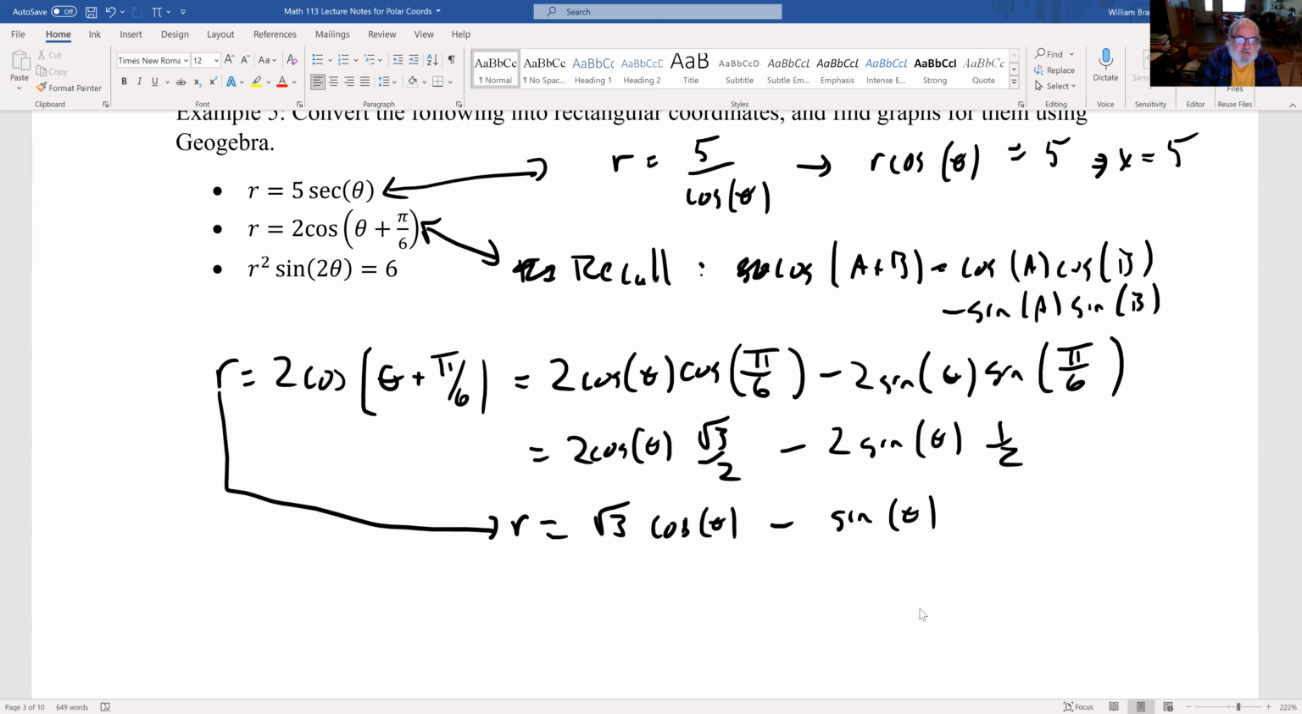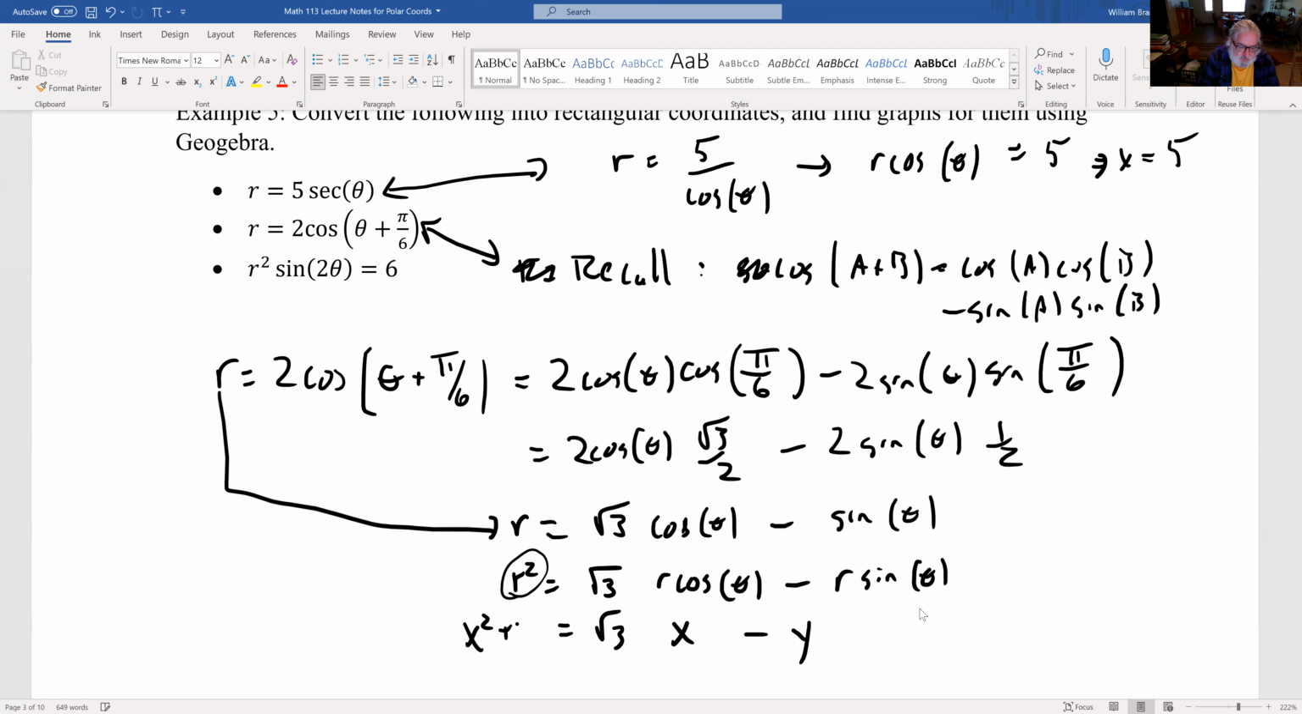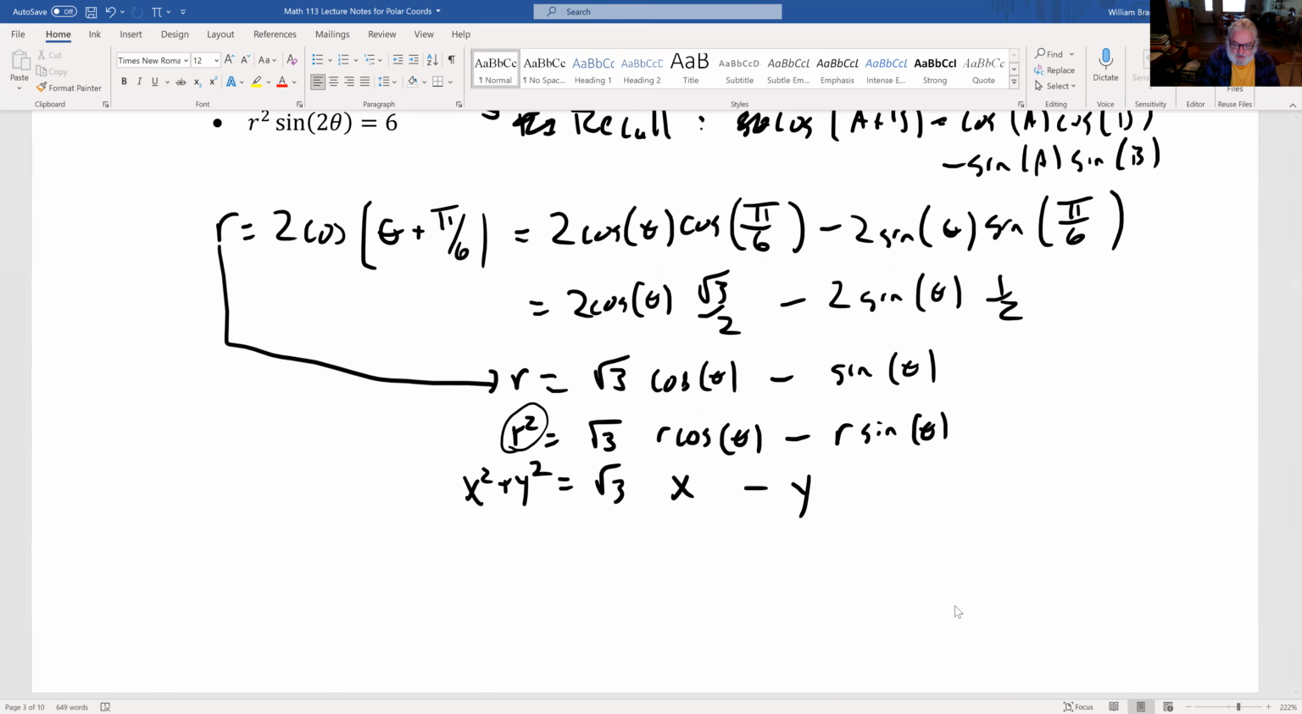Well, there are a couple of different ways to do this. I would just, at this point, multiply both sides by r. Not by r squared, just by r. And that gives me a square root of 3 r cosine theta and an r sine theta. I like r cosine theta and r sine theta because r cosine theta is x, r sine theta is y, and r squared is x squared plus y squared. So this is actually a circle, and you can figure out what it is by rewriting it as x squared minus square root of 3 x plus y squared plus y equals 0.